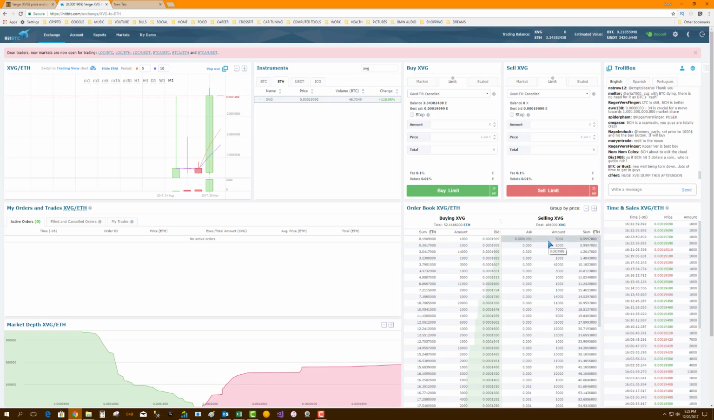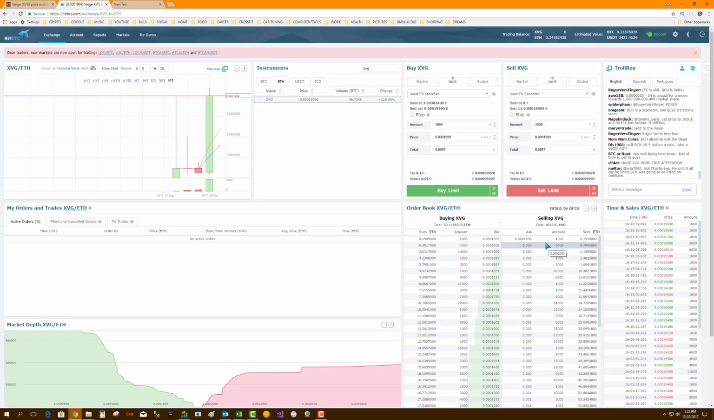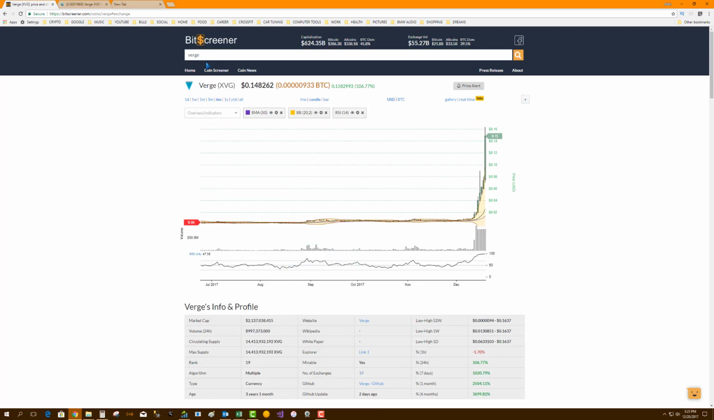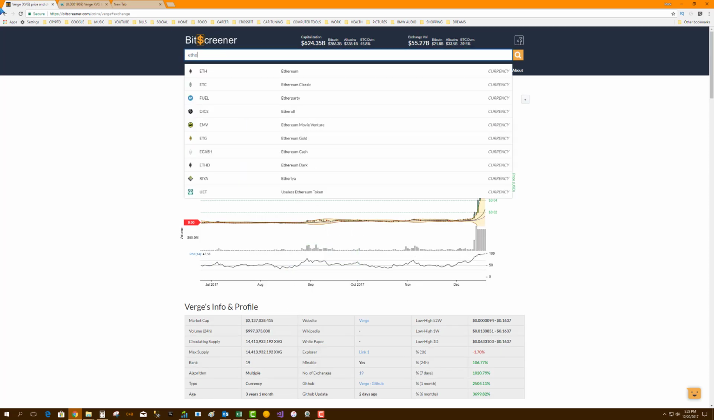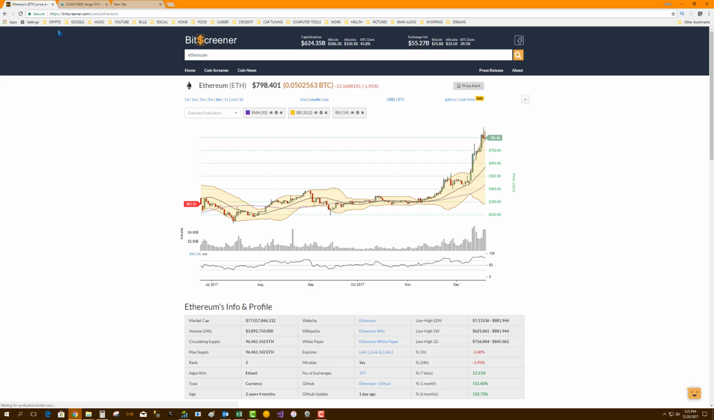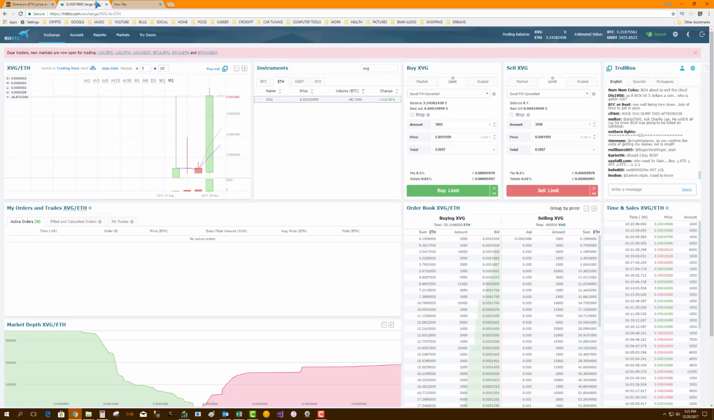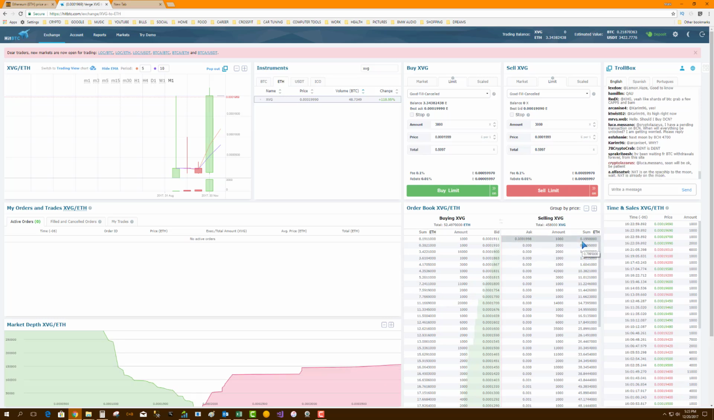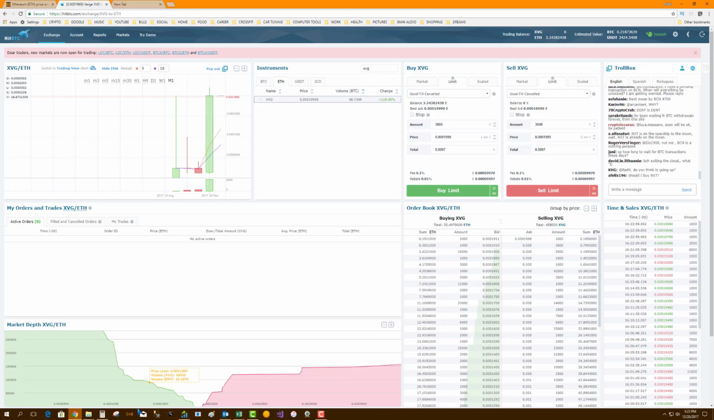So let's look down here at the selling. So you see 0.001998. So let's figure out how much that is. So what we do is we go over to BitScreener or wherever, find out how much Ether is. Ether is $798, about 800 bucks. So we know that they're asking 0.001998.